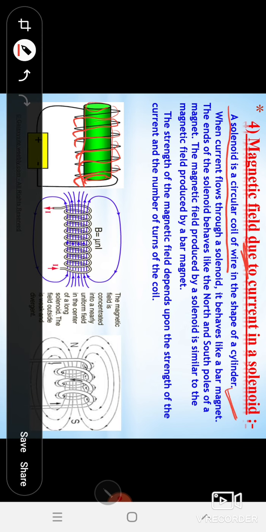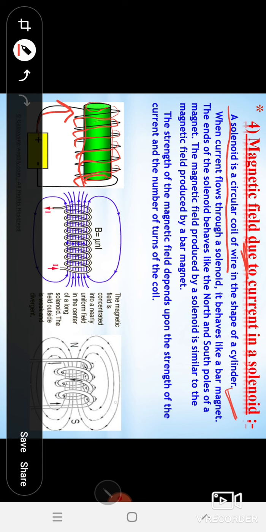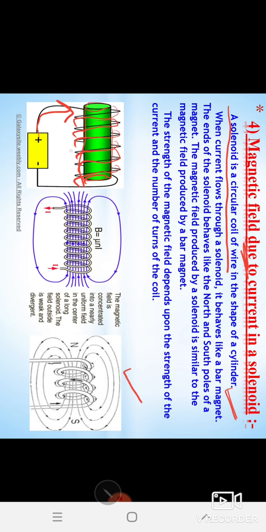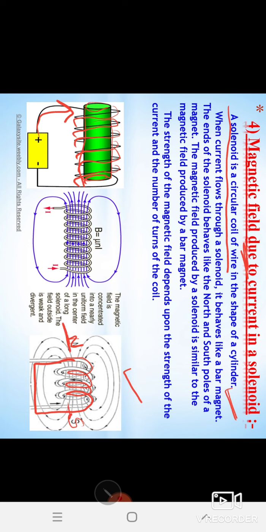Whenever a current flows through this solenoid, it behaves as a magnet. This is the schematic representation of the solenoid. These are the copper wires which are wound in the form of a cylinder. As soon as we pass the current, it behaves as a magnet. It has two magnetic poles: one is the north pole, the other is the south pole. Here also you can draw.